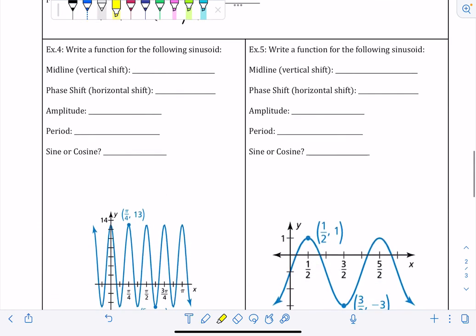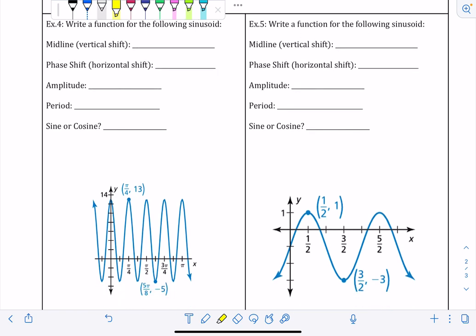Okay, and then example 4 and example 5 are really similar. So write a function for the following sinusoid. That just means a sine or cosine graph in this case, just a fancy word for it. So we're going to go through and find all these different pieces of information, and then we can use that information to write the function.